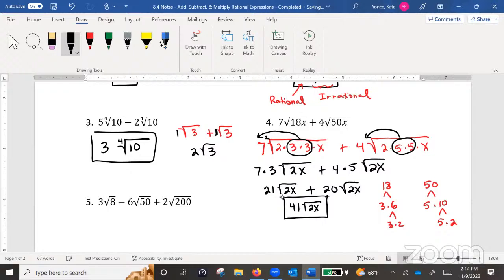Sometimes there are 3 of these, and if I remember right, one of these won't work, but then it just won't be a like term.